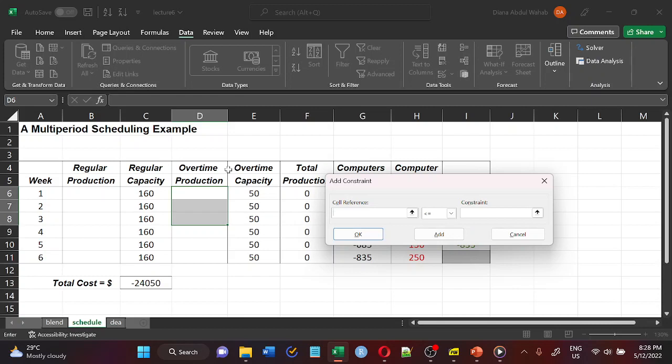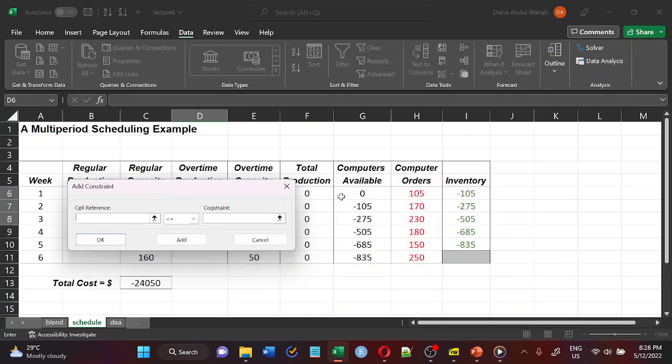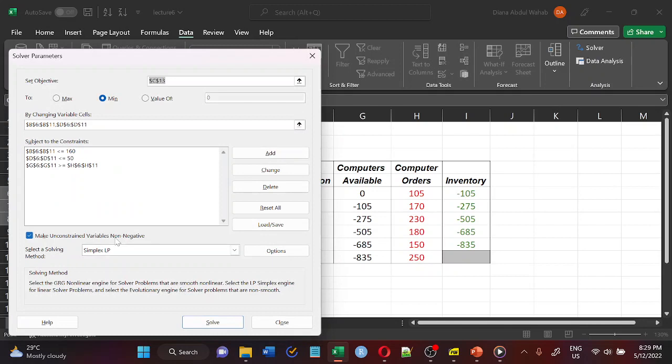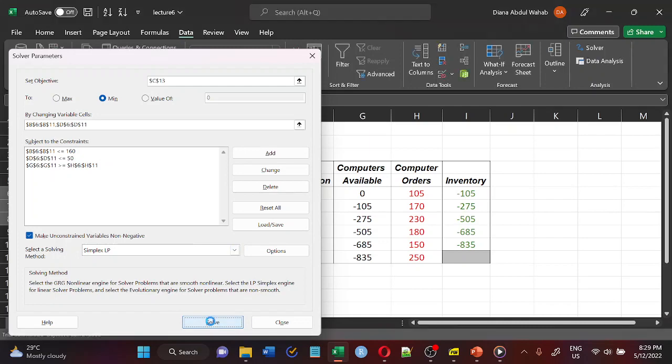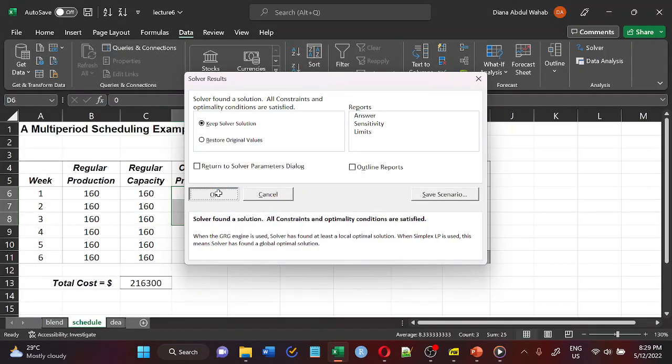Second is the overtime production must be less than or equal to 50, not 150, 50. And the third one is the number of computers available here must meet the demand, must be higher or equal to the computer orders. And we just click OK, and make sure that everything else is correct. I'm using Simplex LP, and I solve, and done.